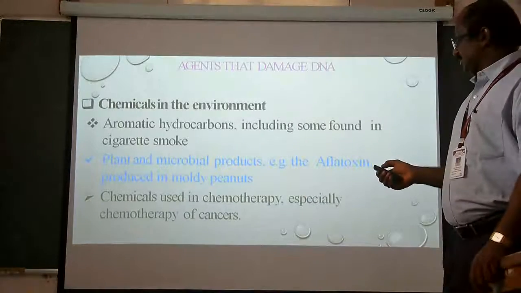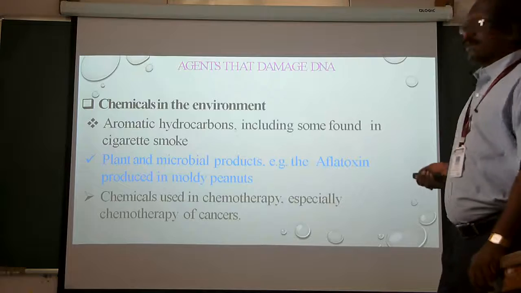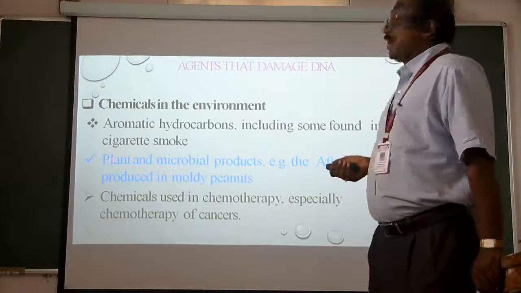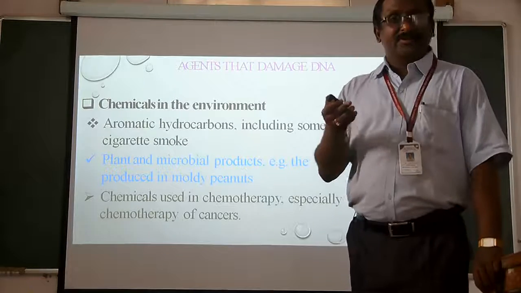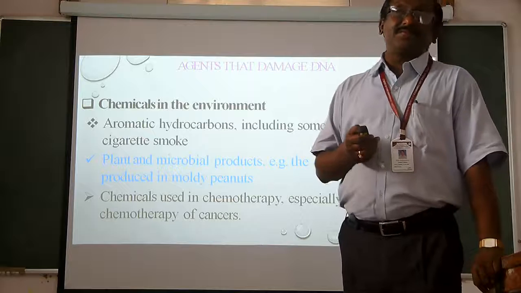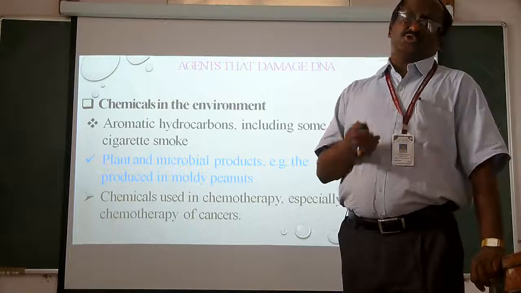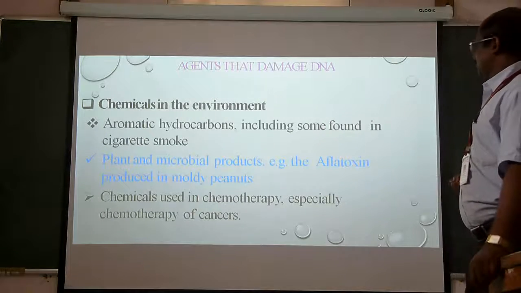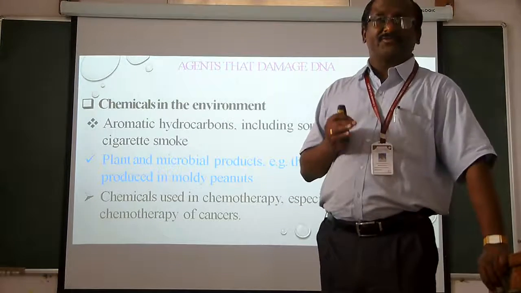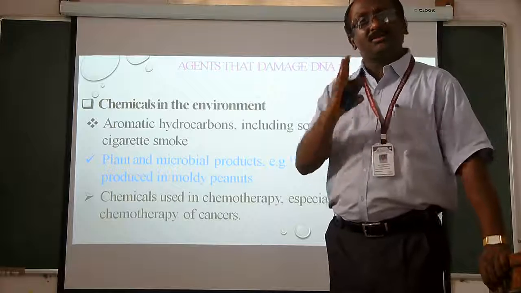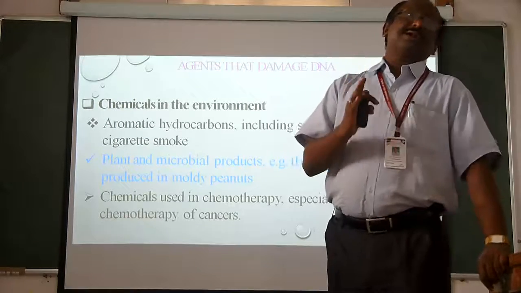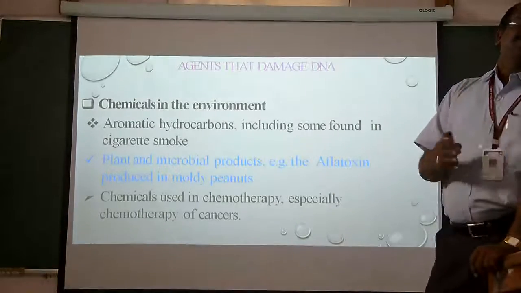Apart from this, you can see various plant and microbial products, for example aflatoxins. These aflatoxins are also very important. If they are available in a very small amount, fine, but if the amount of aflatoxins increases, they may also cause damage to the DNA. Apart from this, you can see chemicals used in chemotherapy, especially the chemotherapeutic agents used for the treatment of cancers. They are also lethal and also cause damage to the DNA. So that damage to the DNA is of most importance.